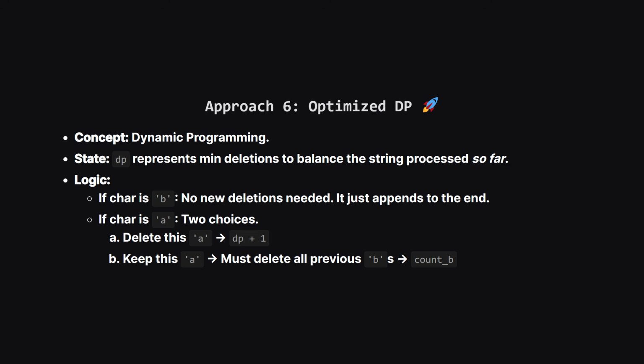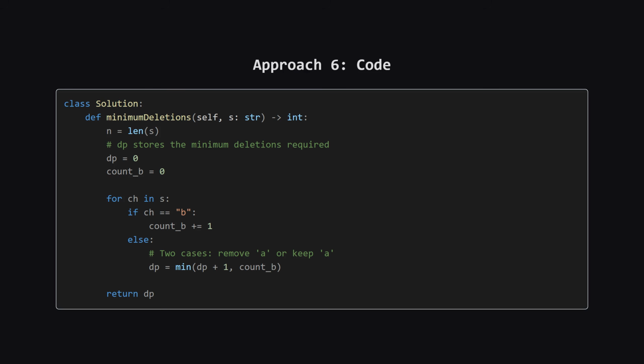We can either delete this new A, which increases our deletion count by 1. Or we can keep this A, but that forces us to delete all the Bs we've seen previously to make it valid. We simply take the minimum of those two options. And here is that optimized DP code.